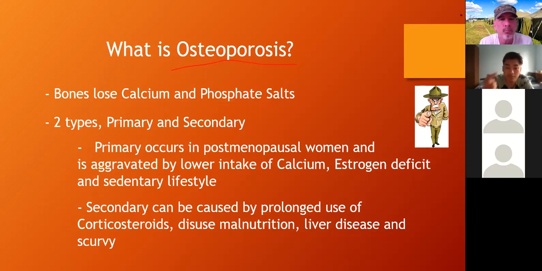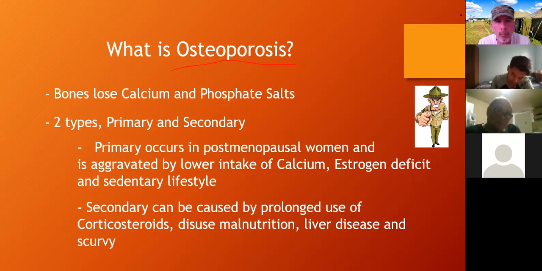Bryce, yes. I'm still trying to understand the difference between primary and secondary. Is primary like osteoporosis as the main disease condition, and then secondary as a result of an underlying condition like liver disease? Is that how it is?